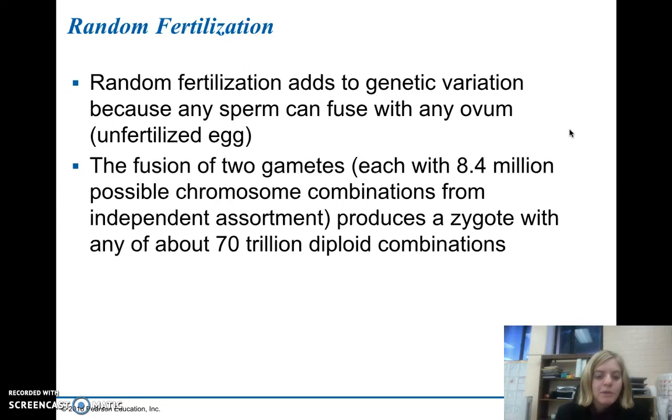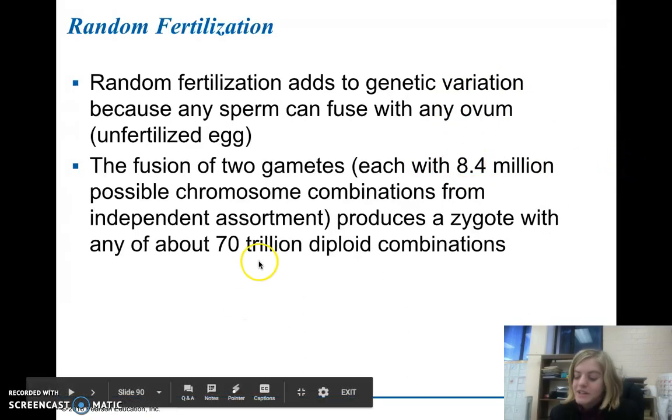Once we see the sperm and egg come together in humans, we know that each of those has a potential of one of 8.4 million possible chromosome combinations, which we know from independent assortment, and the two of those together produce a zygote with any one of about 7 trillion diploid combinations. So when people tell you you are unique and special, you really are. For the most part, you are 1 in 70 trillion, so you can feel good about yourself in that way. And how they get that number, that's your 2 to the 23rd power of the egg times the 2 to the 23rd power of the sperm, and that gets you around 7 trillion.